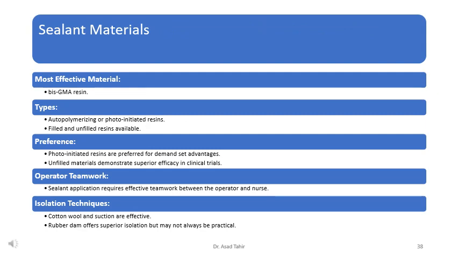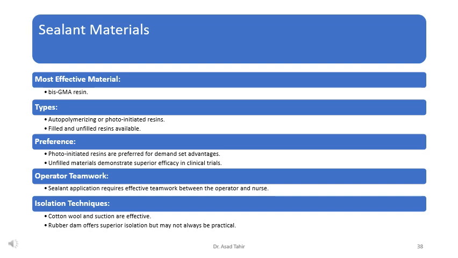Sealant materials and application techniques. Sealant materials: the most effective material, BIS-GMA resin, is considered highly effective. Types: sealants come in autopolymerizing or photo-initiated resin forms, and they can be filled or unfilled. Preference: photo-initiated sealants are preferred for their convenience, but unfilled materials have shown superior effectiveness in clinical trials.